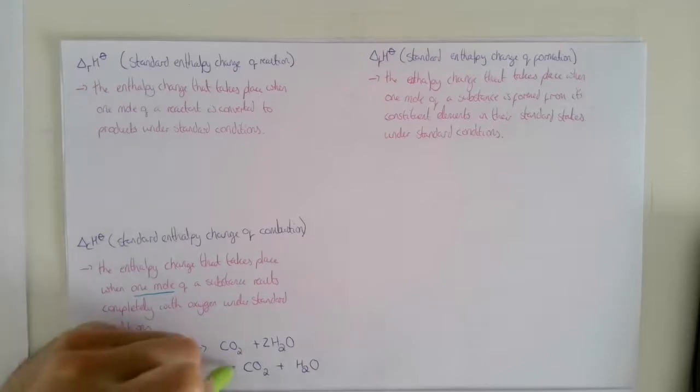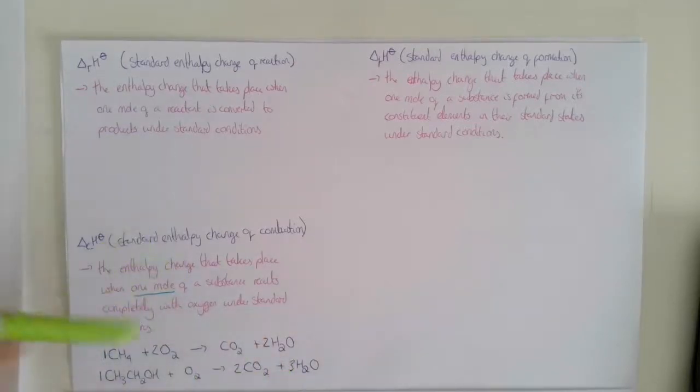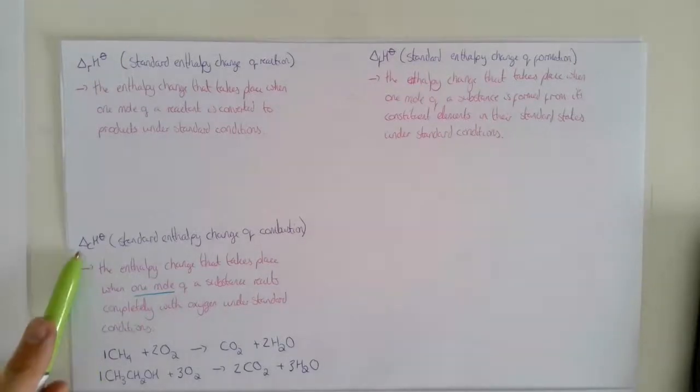So I've got 2 carbons, 2 there, 6, 3 there. And then how many oxygens have I got? 1, 2, 3, 4, 5, 6, 7. There's 1 there, so I need 6 here. So 3 goes there. So that equation now represents the standard enthalpy change of combustion of ethanol. You can do it for any substance, but I've just picked those two. So that's the first definition.